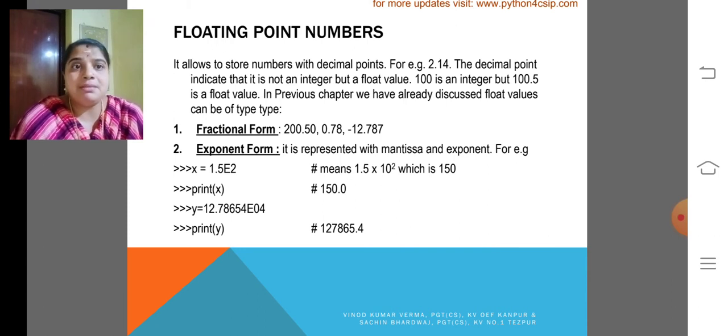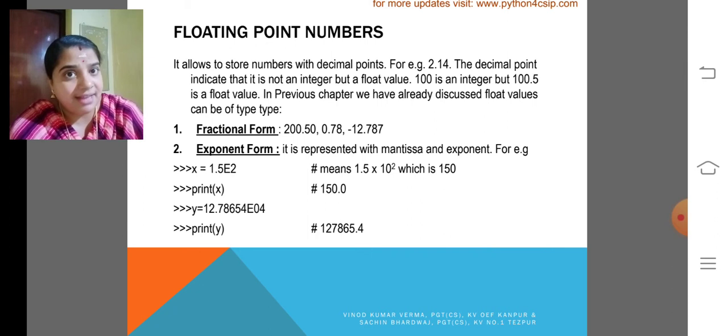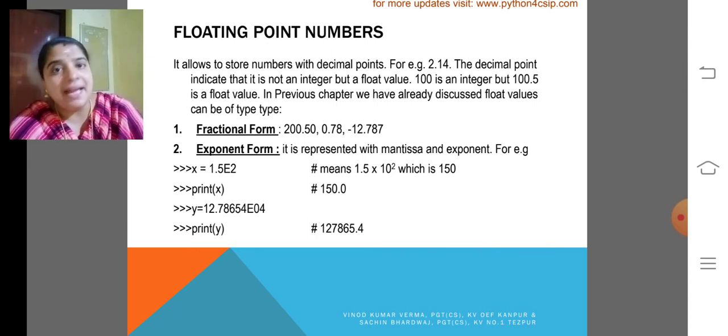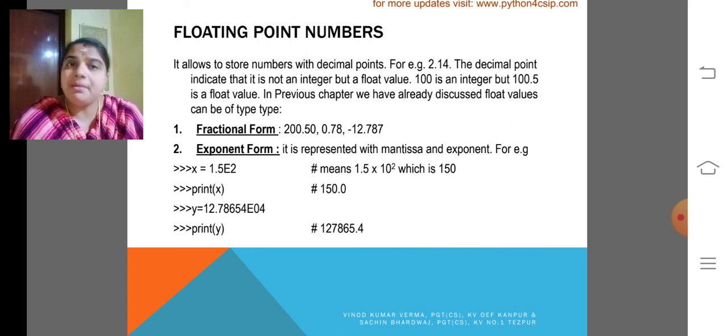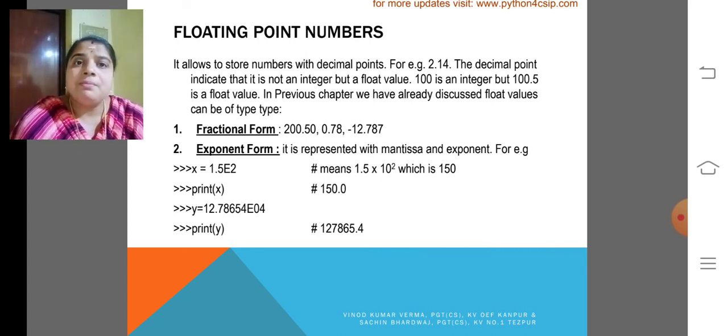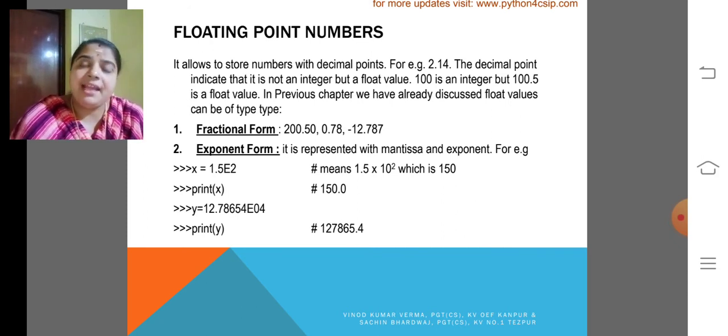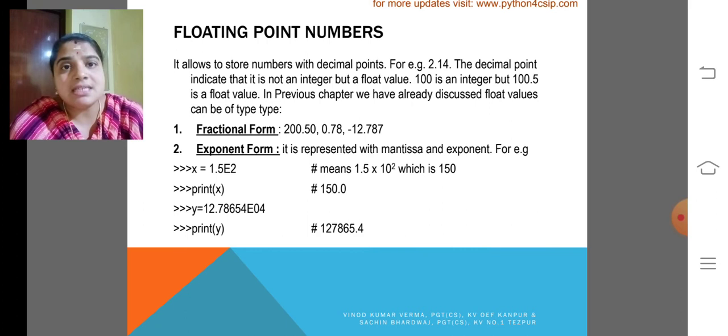In the previous chapter, we had already discussed that float values can be of two types. What are they? Yes, fractional form and exponent form. What do you mean by fractional form? That is nothing but 200.50. Any number with a decimal point is termed fractional form.